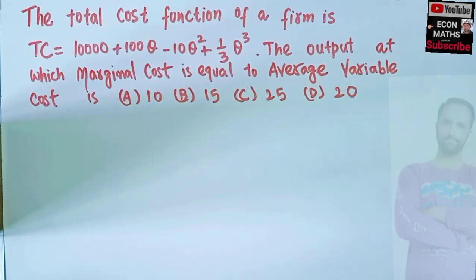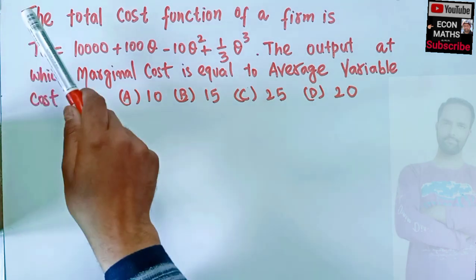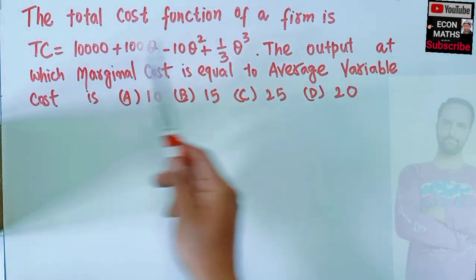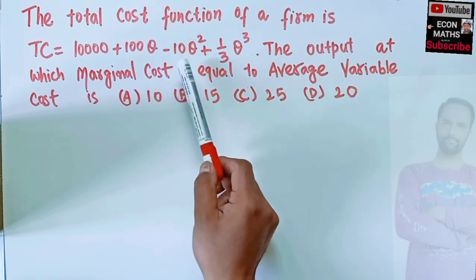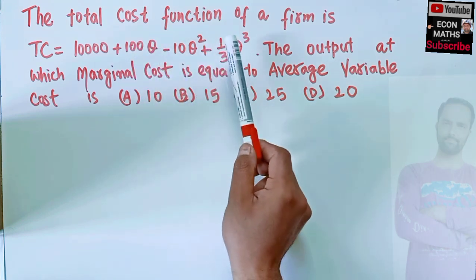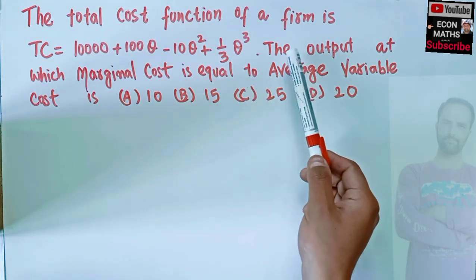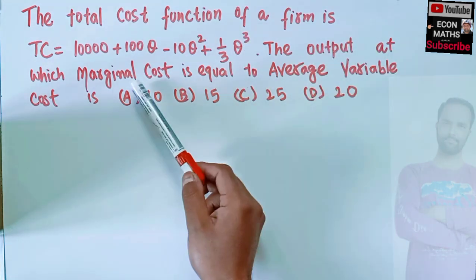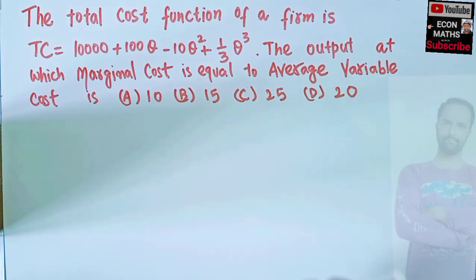How to find the level of output where marginal cost is equal to average variable cost? The question: the total cost function of a firm is TC = 10,000 + 100Q - 10Q² + (1/3)Q³, where Q denotes the output. We have to find the level of output where marginal cost is equal to average variable cost. The options given are 10, 15, 25 or 20. We need to find the correct option.